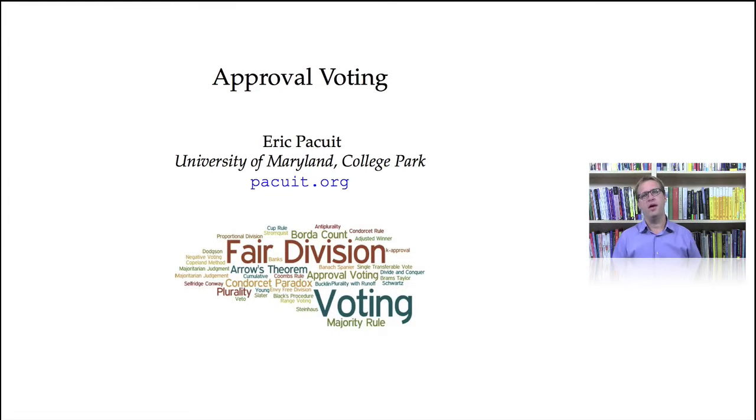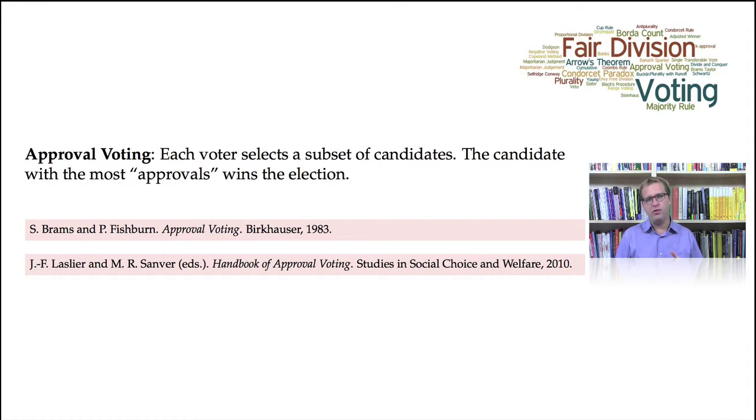Let's take a look at a voting method that we've only mentioned briefly so far. This is the voting method approval voting. The way approval voting works is that each voter is asked to select a subset of candidates, namely those candidates that the voter approves of. And then the candidate or candidates with the most approvals is declared the winner.